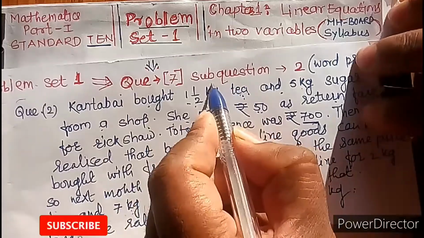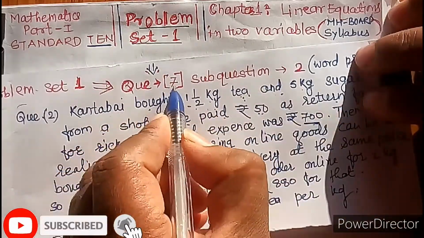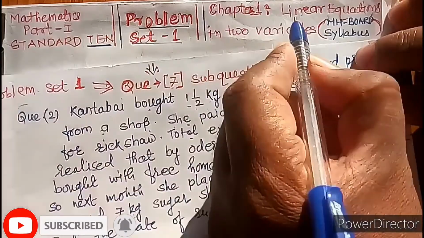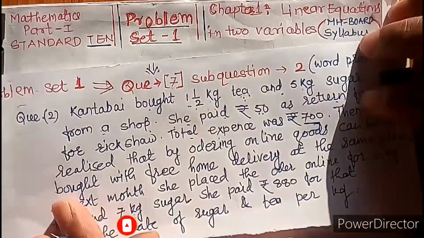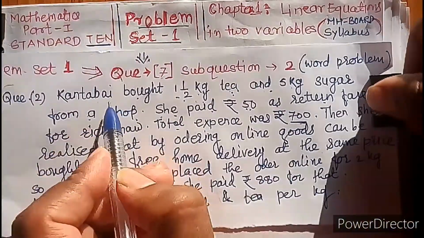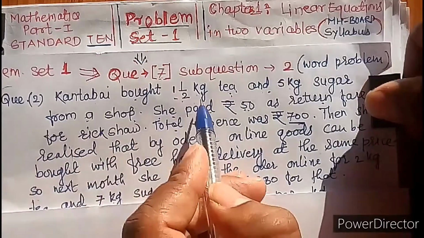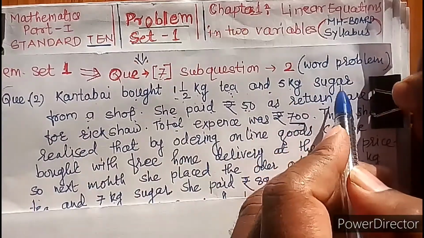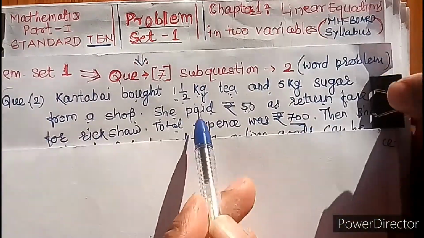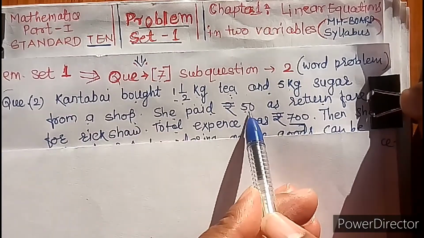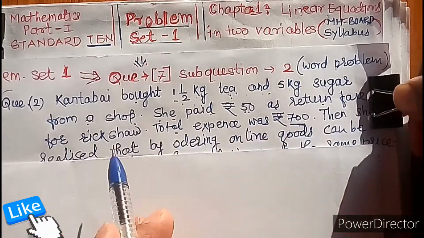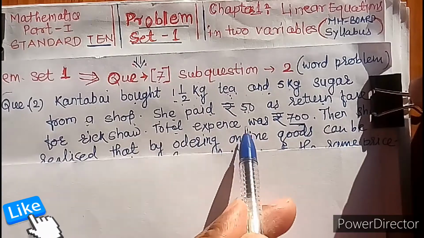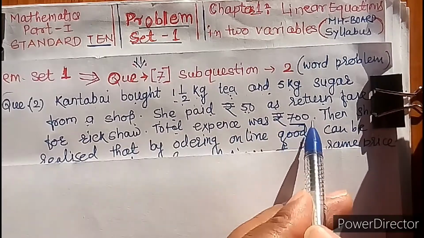In this video, we are solving sub question 2 of question number 7 from problem set 1, chapter linear equations in two variables. Here the problem is: Kantabai bought 1.5 kg tea and 5 kg of sugar from a shop. She paid 50 rupees as return fare for rickshaw. Total expense was 700.